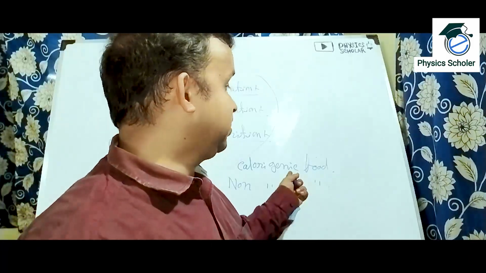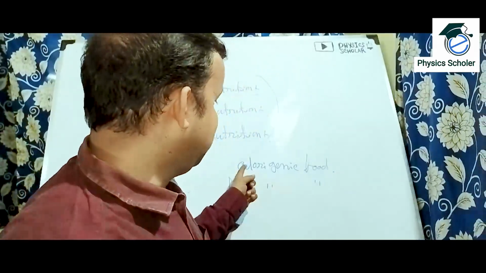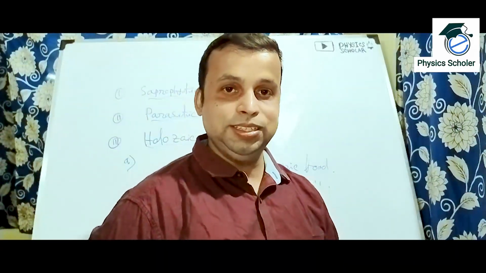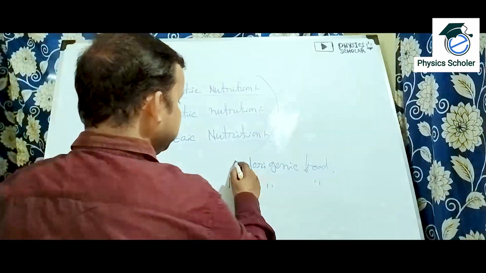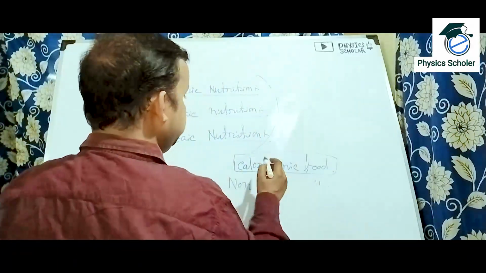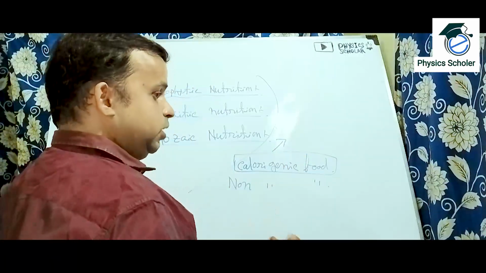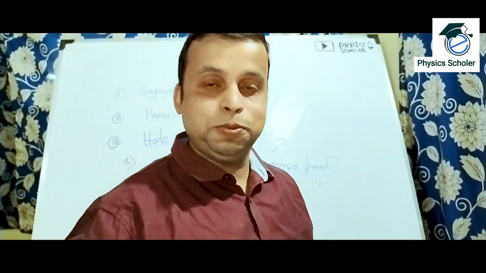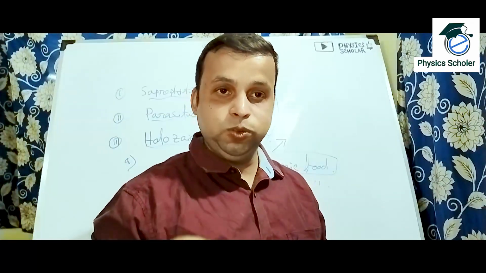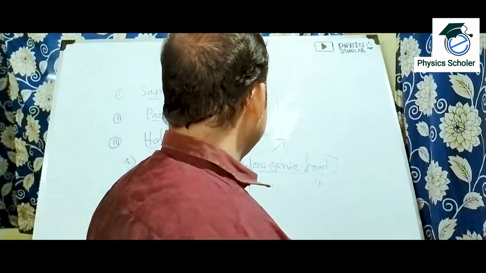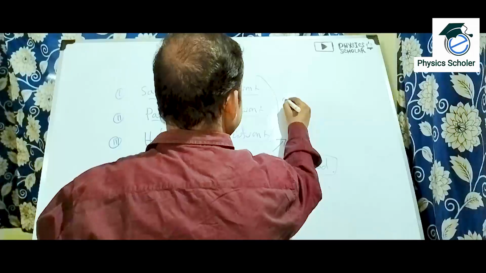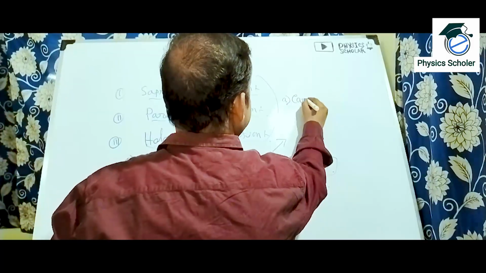I will discuss it in physics, the definition of calorie, the unit of energy. Now, calorigenic food means the food from which we will get energy. That food is known as calorigenic food. Calorigenic foods are of three types. First, carbohydrate.